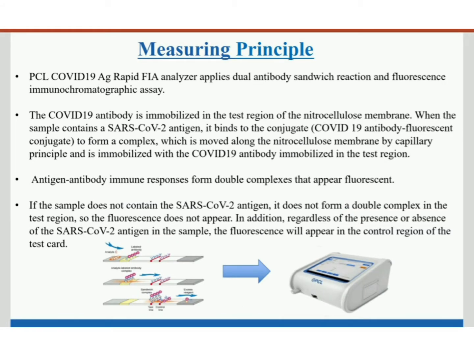The measuring principle of PCL COVID-19 AG rapid test is that when the sample contains a SARS-CoV-2 antigen, the antigen-antibody immune responses form double complexes that appear fluorescent. However, if it is negative, it does not form a double complex in the test region. In addition, regardless of the presence or absence of SARS-CoV-2 antigen in the sample, the fluorescence will appear in the control region of the test card.